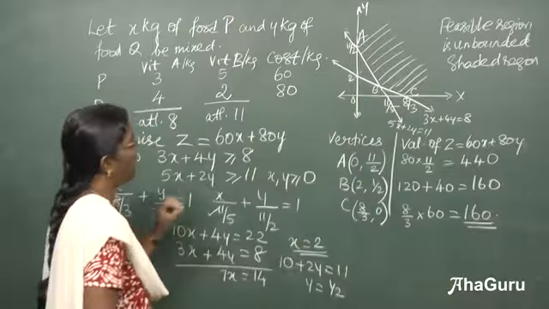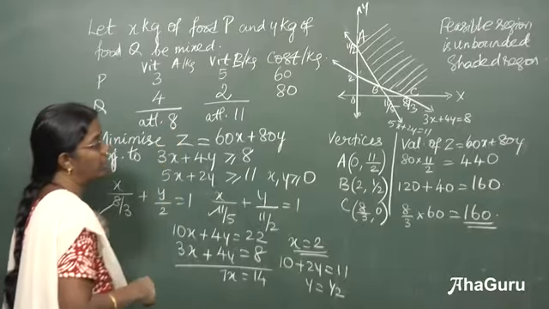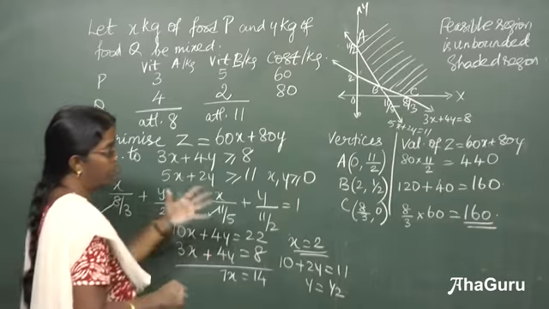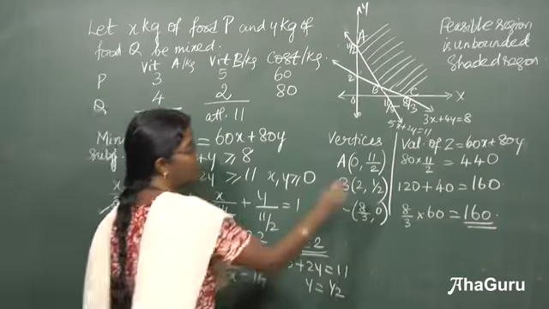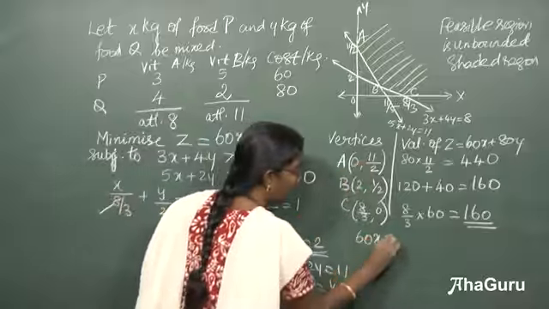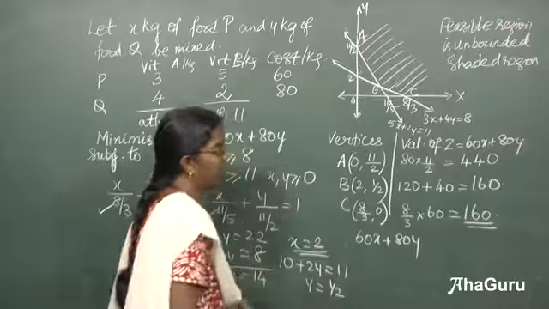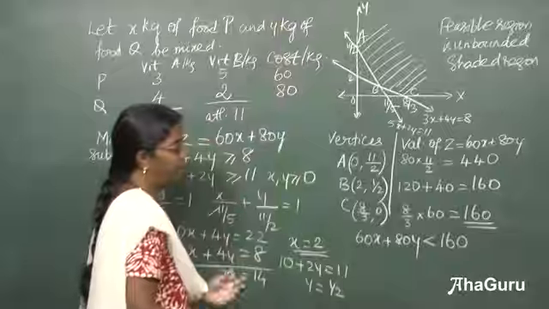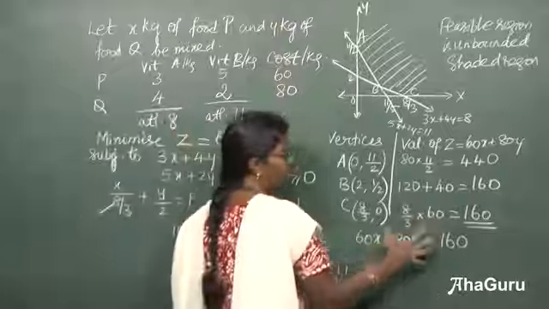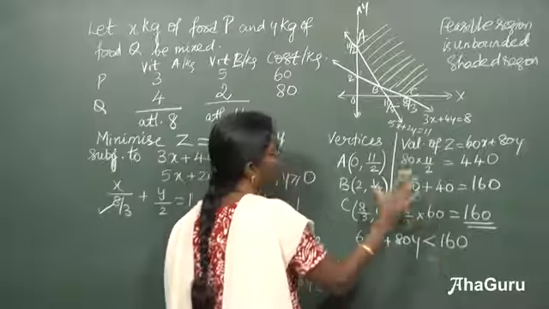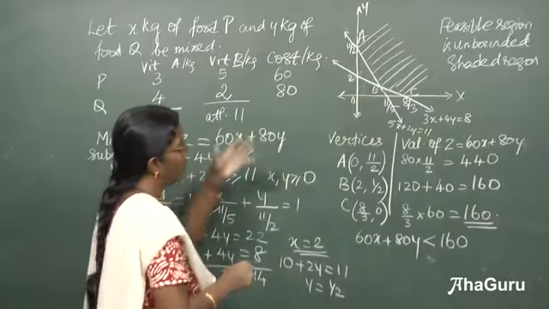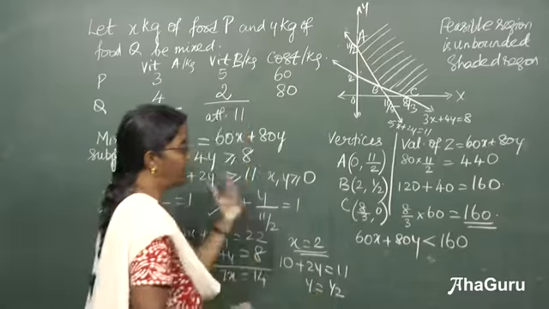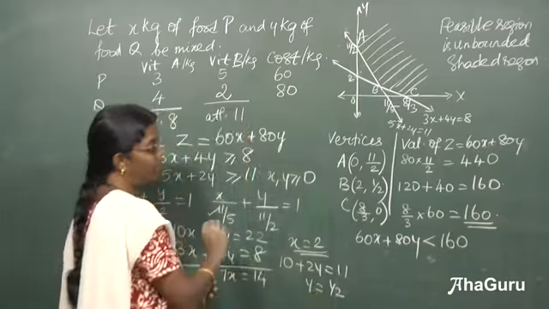Now in all practical problems wherever it is an unbounded region, we have to check whether this 160 is going to be the minimum value, the minimum cost. To check that, what we do is, this 60x plus 80y, this was Z, right? Z less than 160, we will draw this half plane. I repeat, Z less than 160, we will draw this half plane and check whether it overlaps or coincides with this region. If there is no overlapping, 160 will be the minimum value, otherwise the function does not have a minimum value.